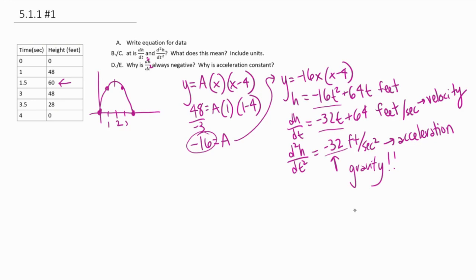So acceleration is the second derivative of your distance, right? And if you're talking about height specifically, gravity is the acceleration. That's what's keeping your spit wad, in this case, from going off into space. It's going to come back down because of gravity.